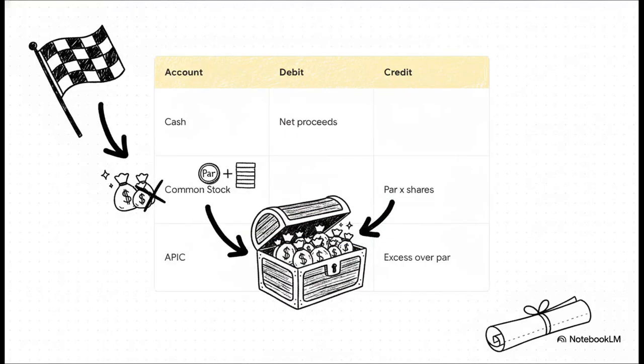And that brings us right to the standard US GAAP finish line. Here's how it looks. You simply debit cash for the net proceeds. Remember, we already stripped out the underwriter fees, right? Then you credit your common stock account for that tiny par value multiplied by the shares issued. And finally, you take the massive remainder, the excess of net proceeds over par, and dump it straight into your additional paid-in capital as a credit. That's it. The blueprint is officially formalized on the balance sheet.